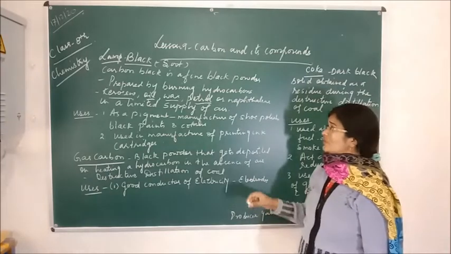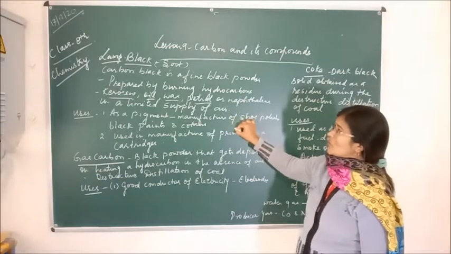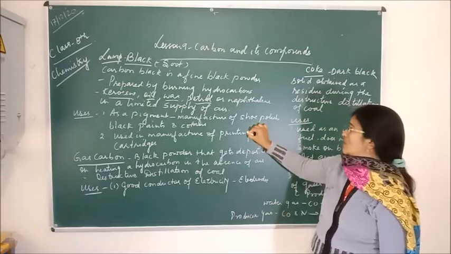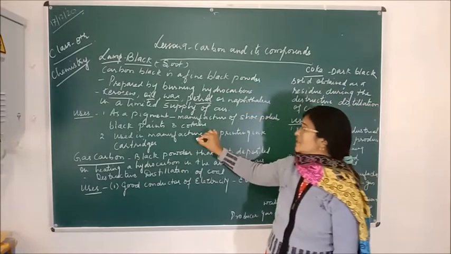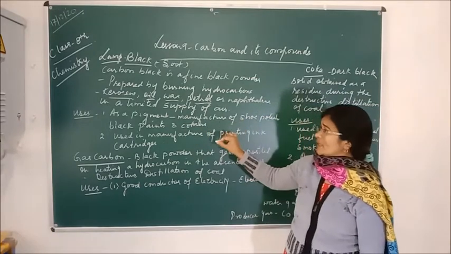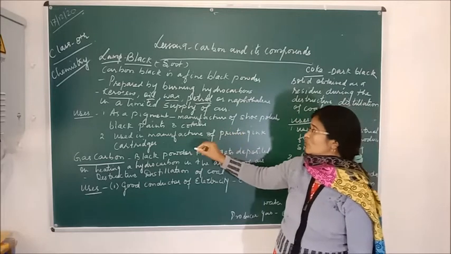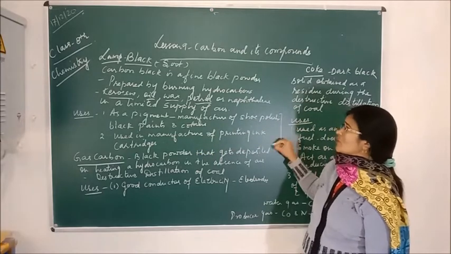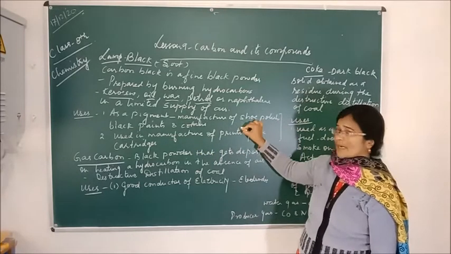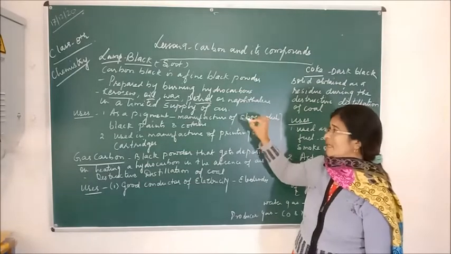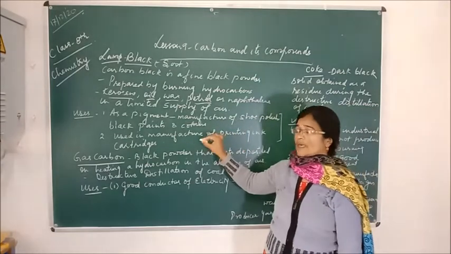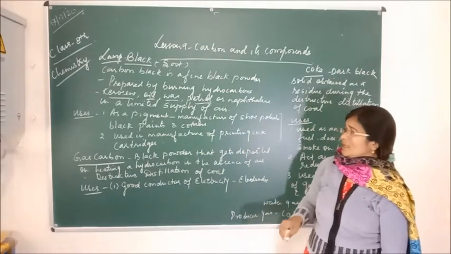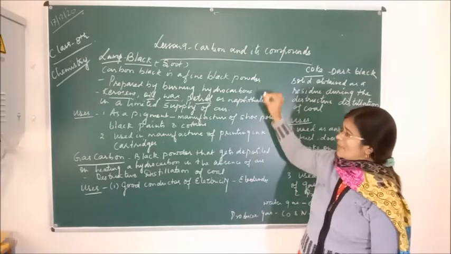Now what are the uses of this lamp black or carbon black? The first use is that it is used as a pigment in the manufacture of shoe polish, black paints and colors. The second main use is in the manufacture of printing ink in cartridges. So these are the two main uses of lamp black.